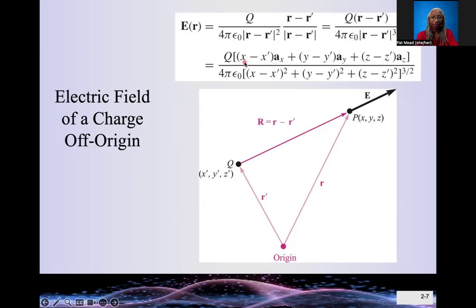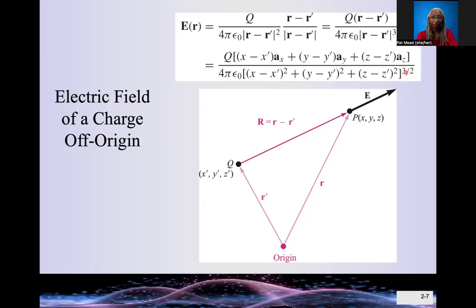Well, r minus r prime is (x minus x prime) a sub x, plus (y minus y prime) a sub y, plus (z minus z prime) a sub z. All of that times Q over 4 pi epsilon naught times (x minus x prime) quantity squared, plus (y minus y prime) quantity squared, plus (z minus z prime) quantity squared. All of that inside of brackets to the 3/2 power.